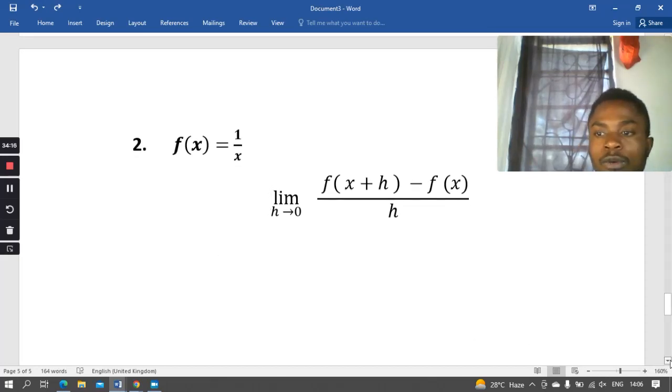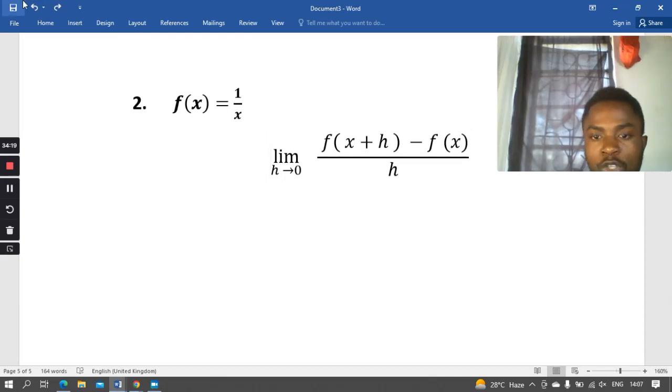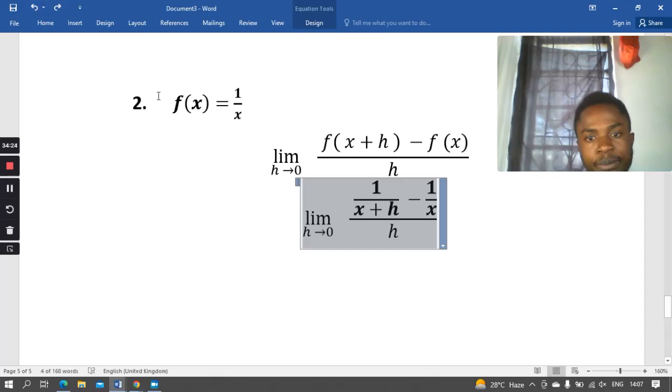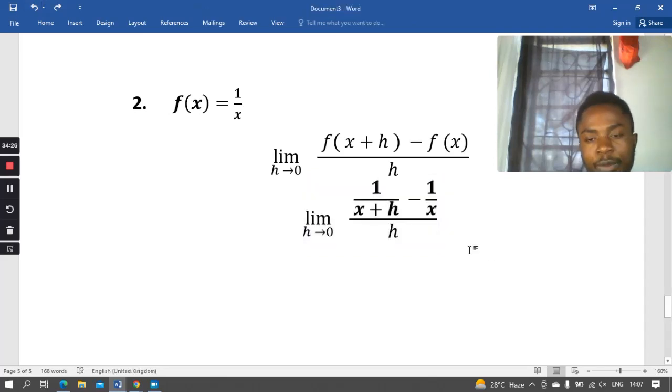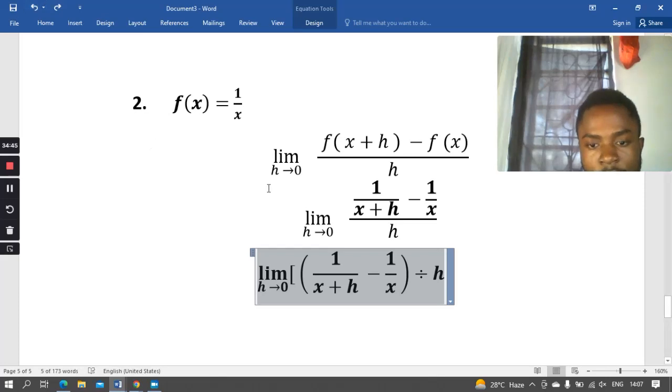So from there, we are going to replace where there is x with x plus h, which I've done here. Where there is x in this expression, don't forget the one on top, you just put x plus h, minus that. So from here, this expression can be written as that.